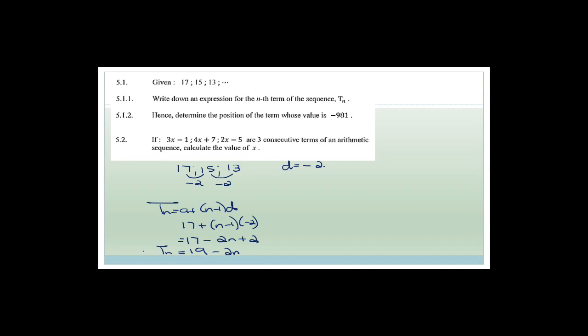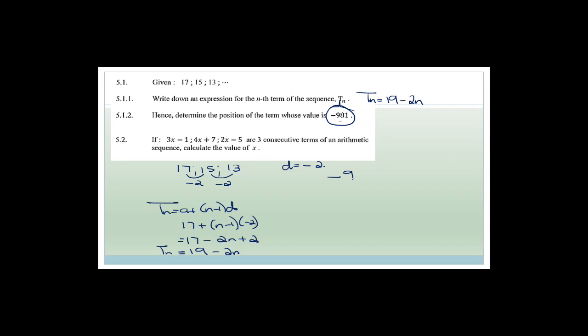That's Tn. So therefore, the expression for the nth term is Tn is equal to 19 minus 2n. So it says, hence determine the position of the term whose value is minus 981. So we're trying to find the n. What is the n if this term has a value of minus 981?